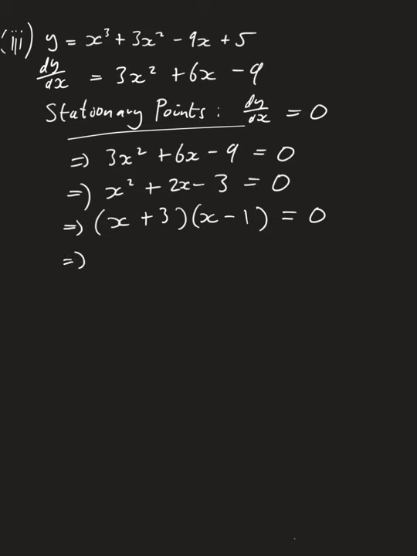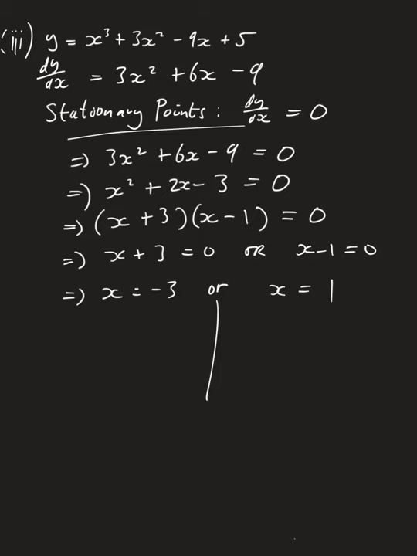So I have the product of those two things is 0. If either one of those is 0, that's a solution. So I can have x plus 3 is equal to 0 or x minus 1 is equal to 0. That means that x is equal to minus 3 or x is equal to 1. So those are my two stationary points.